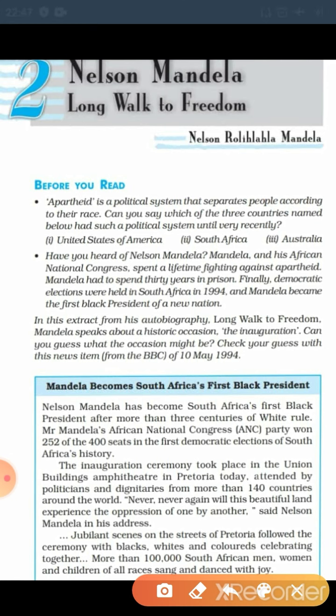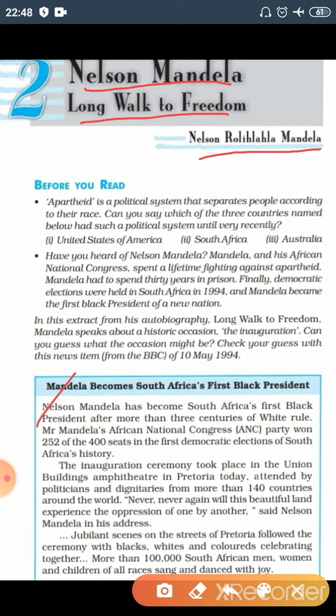Today we are going to learn Chapter 2, Class 10th, Subject English, Nelson Mandela, Long Walk to Freedom, Part 1. Nelson Mandela was the first black president of South Africa. This chapter is an extract from his book Long Walk to Freedom. In this book, he is talking about his journey of how he became a freedom fighter, his struggles. He is paying tribute to other freedom fighters who were responsible for the beautiful freedom.